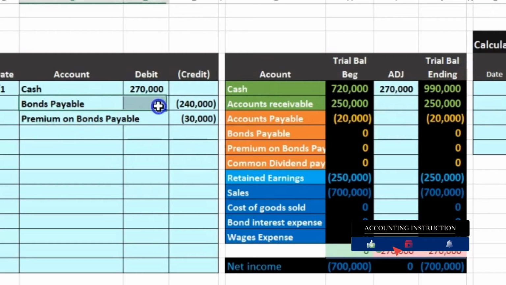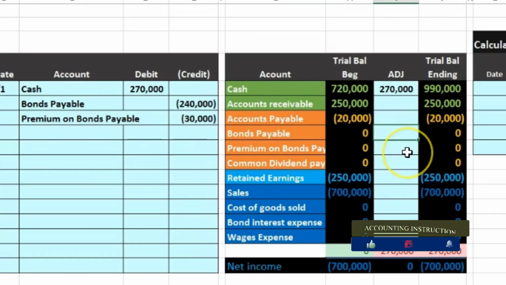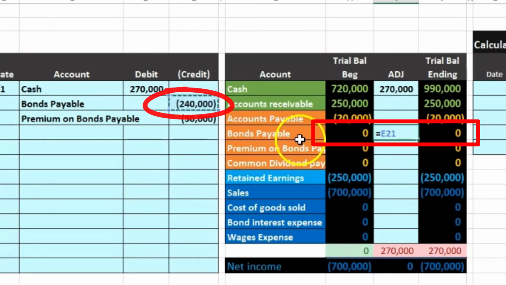Then we have a note payable. Here's the note payable. We're going to post that to, or the bond payable, I should say. Here's the bond payable. We're going to post that to bond payable here. We're going to post it to the blue area in I-23. We're going to select equals and point to that 240. It's going to make this go up in the credit direction to 240.